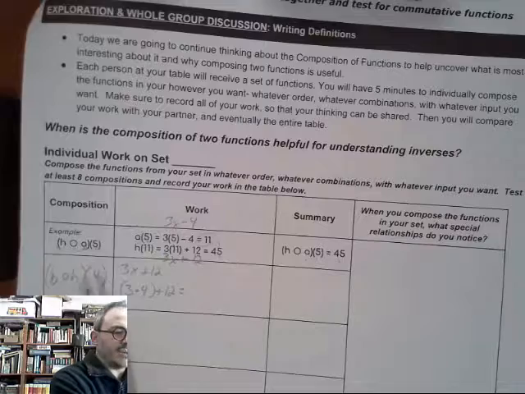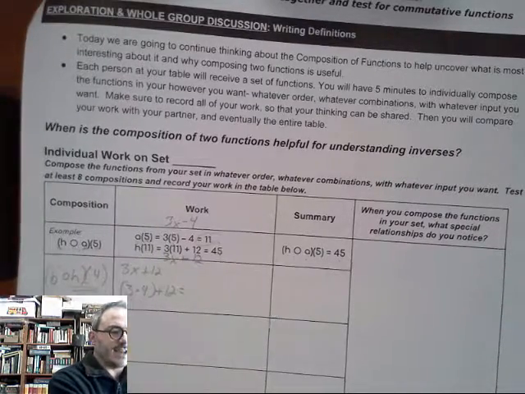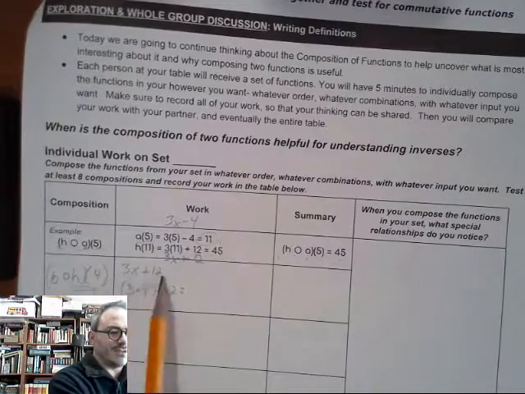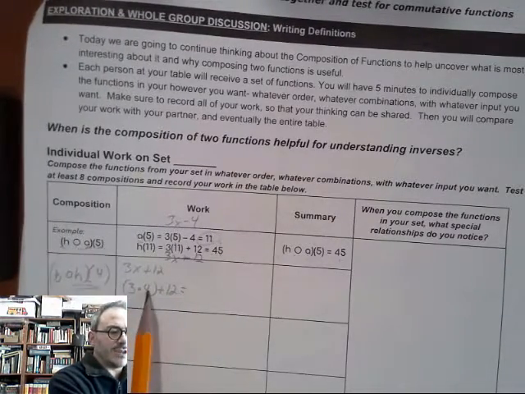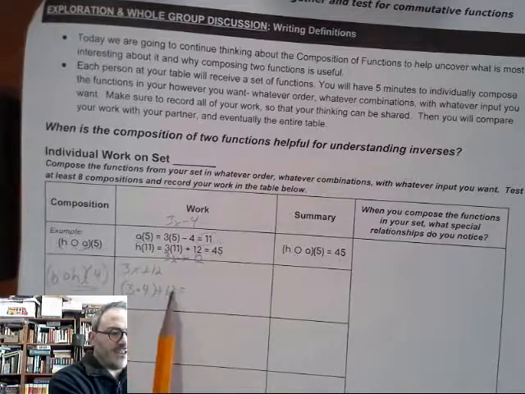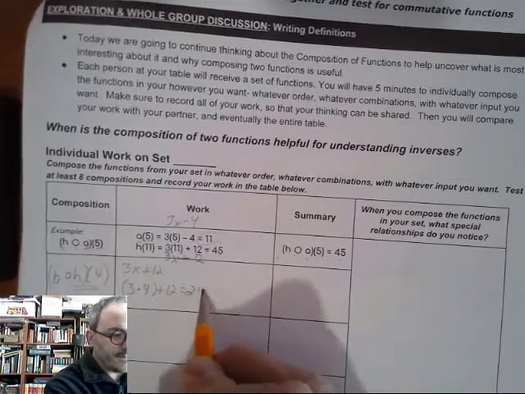The B of H of 4: I plug 4 into my H of X. I got that on my next page. The H of X is 3x plus 12. Plug in 4 for x. 3 times 4 is 12. 12 plus 12 is 24.